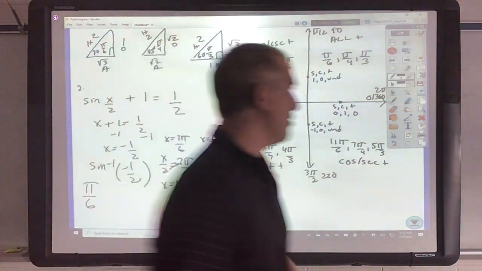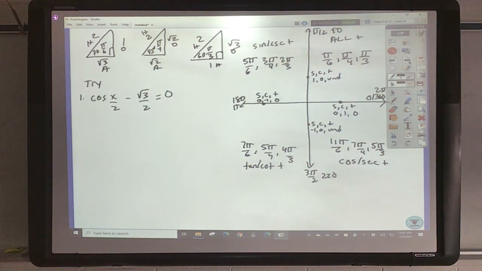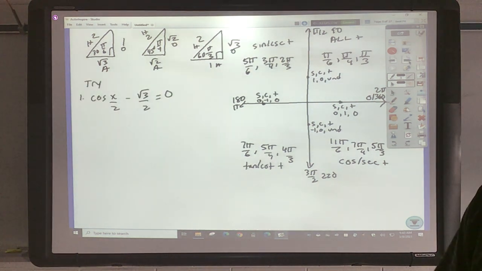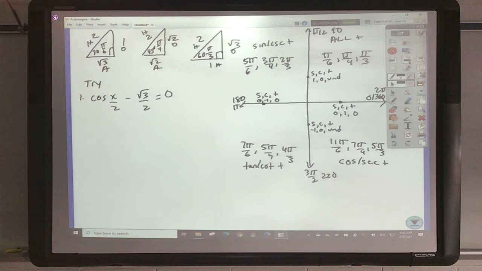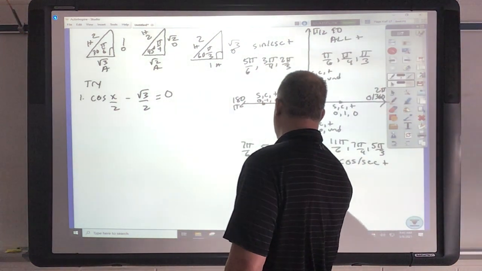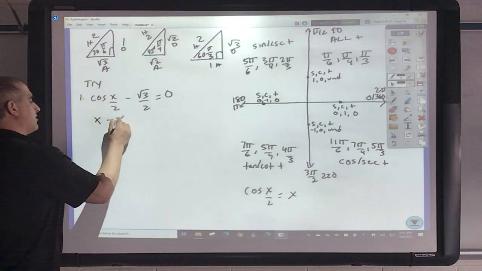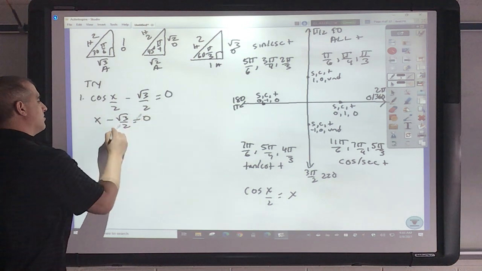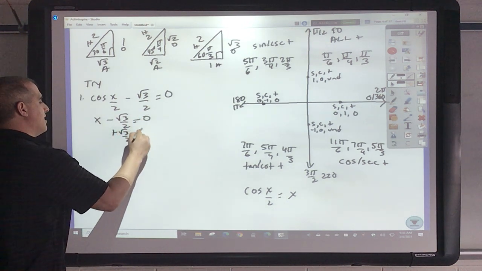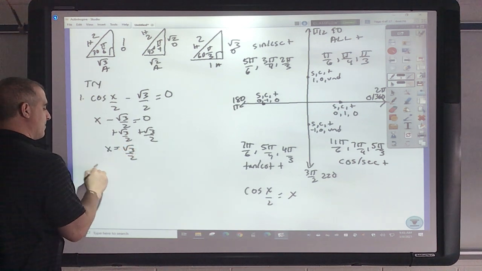Nothing overly difficult. Okay, what I would like you guys to do is go ahead and pause, and complete this one. Okay, all right, so pretty simple. I want to select cosine x over 2 as x. All right, so x minus square root of 3 over 2 equals 0. Add. Okay, so x equals square root of 3 over 2. Bring back the cosine.